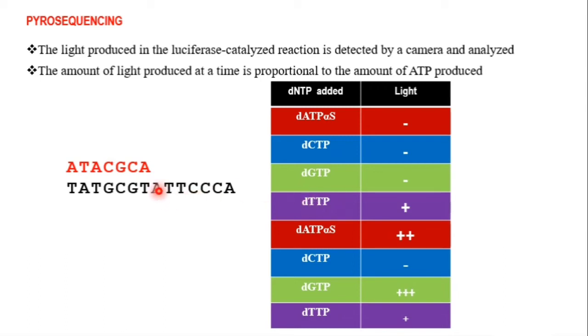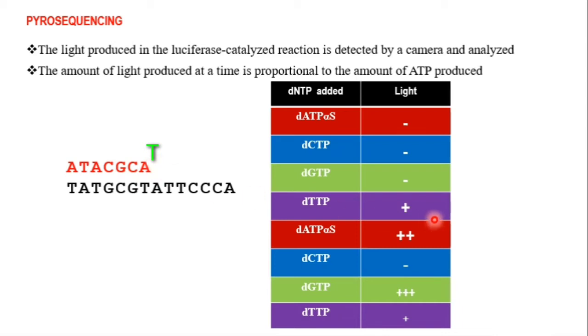So here the A is there. A means adenine is there, so it's complementary. T is there, so the T will be added here. At that time pyrophosphate will be released, and that pyrophosphate will be converted into ATP, and that ATP will be used for the conversion of luciferin into oxyluciferin, so light will be produced.